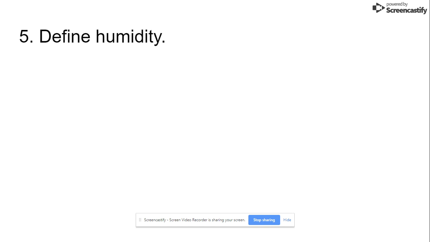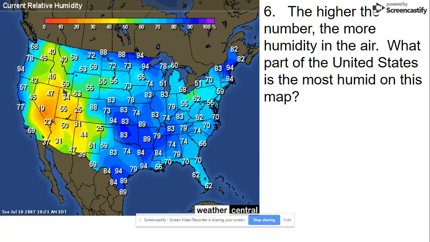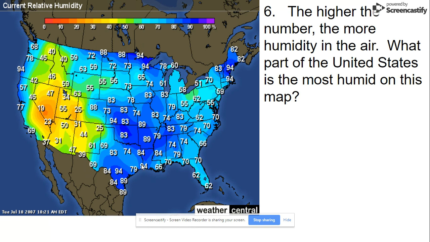Define humidity. Humidity is the amount of water vapor in the air. The higher the number, the more humidity is in the air. What part of the United States is most humid on this map? On this map, there's a 94. There's a 94. There's a 94. So a lot of these areas right here of 94s are the winners for this map. And there's a couple way up there, but mostly down through this way.